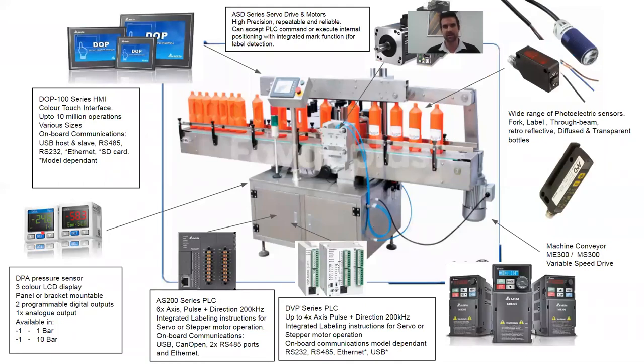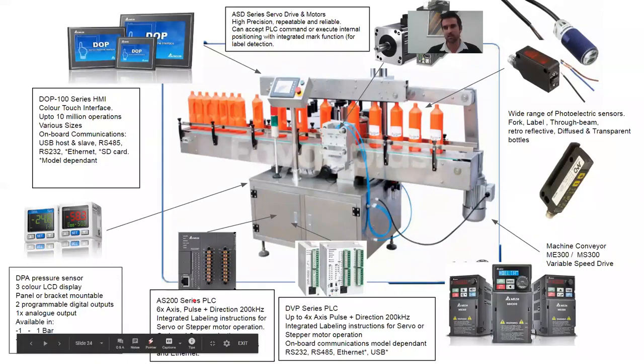Again, we have a very good labeling machine solution. From the small DVP PLCs, we have built-in labeling instructions, as well as the newer AS PLCs. All the small micro drives for the conveyor systems, photoelectric sensors, you name it. Very, very strong labeling machine solution.